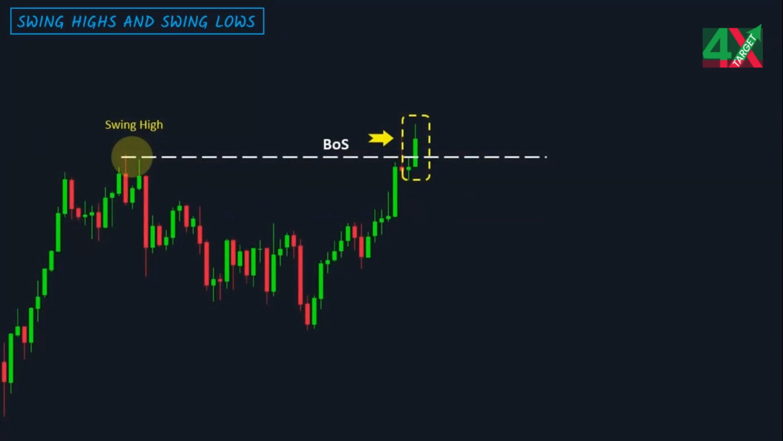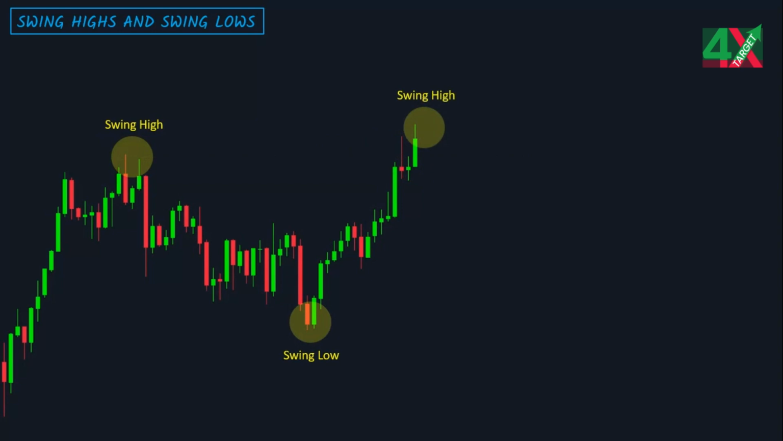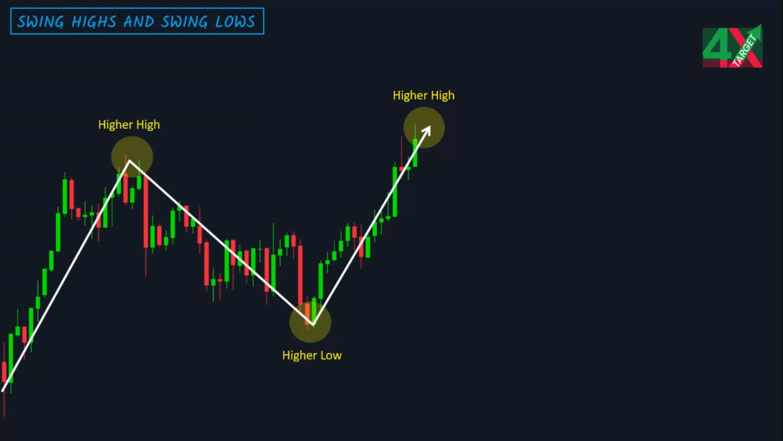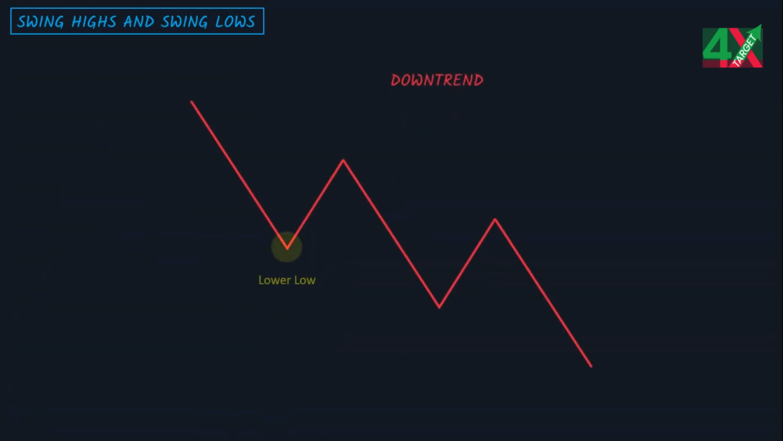After the break of structure, new swing points begin to form. A swing low is the valley where price fails to go lower and begins to rise again. A swing high is the peak of a move where price fails to go higher and starts to reverse. In an uptrend, we see a clear sequence of higher highs and higher lows, showing that buyers are in control. In a downtrend, price forms lower lows and lower highs, showing that sellers dominate. These swings define the rhythm of the market and help traders identify structure shifts and entry points with precision.